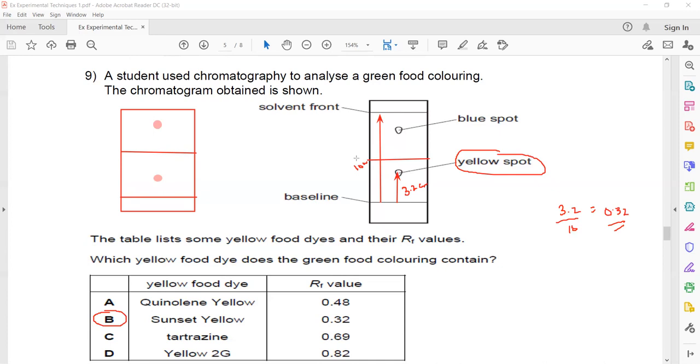Discussion. So using a ruler or a scale, you have to measure the distance moved by the yellow spot divided by the distance moved by the solvent. We don't consider the blue color, because they did not ask about blue, they simply asked which yellow food dye or yellow color is there. So B is the right answer.